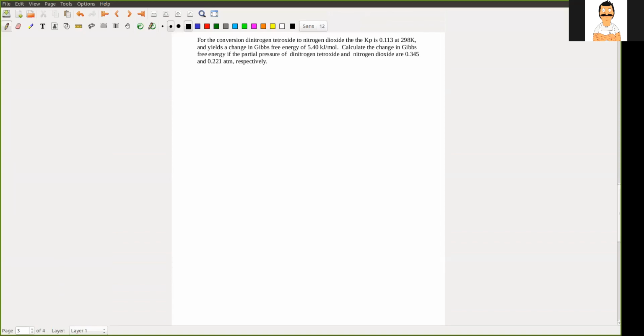It kind of illustrates this, where we have the interconversion between dinitrogen tetroxide, so N2O4 gas, with nitrogen dioxide, so we get 2NO2 gas. And it's provided that our K value is 0.113 at 298 K for temperature, and that the Gibbs free energy at that temperature is 5.4 kilojoules per mole.